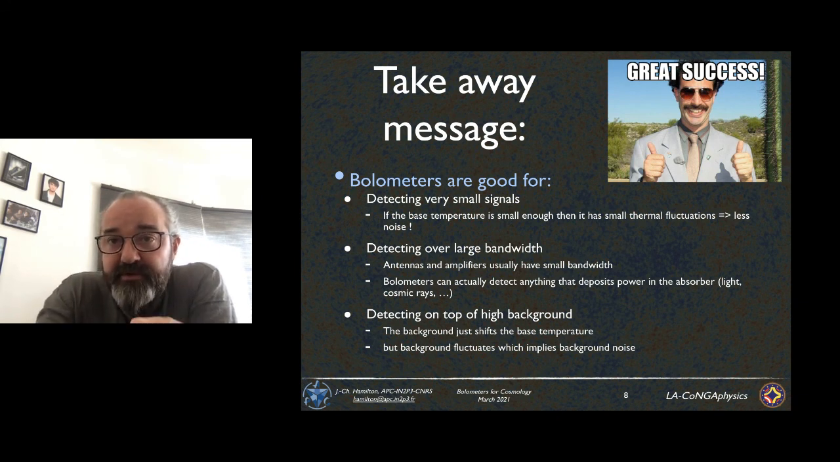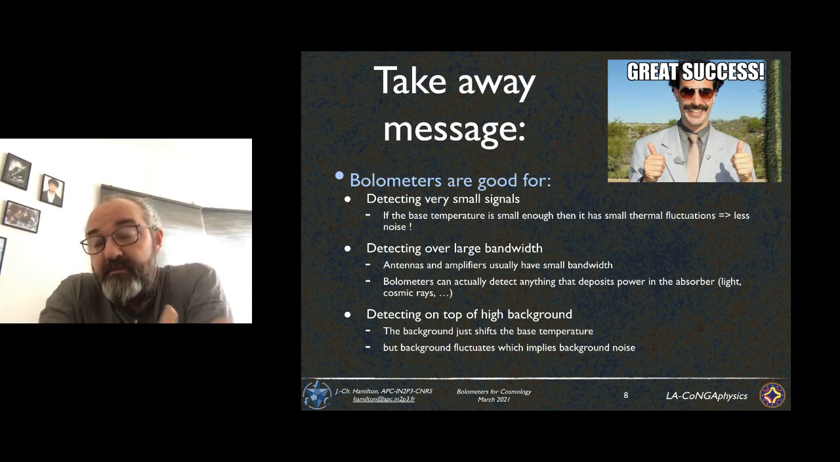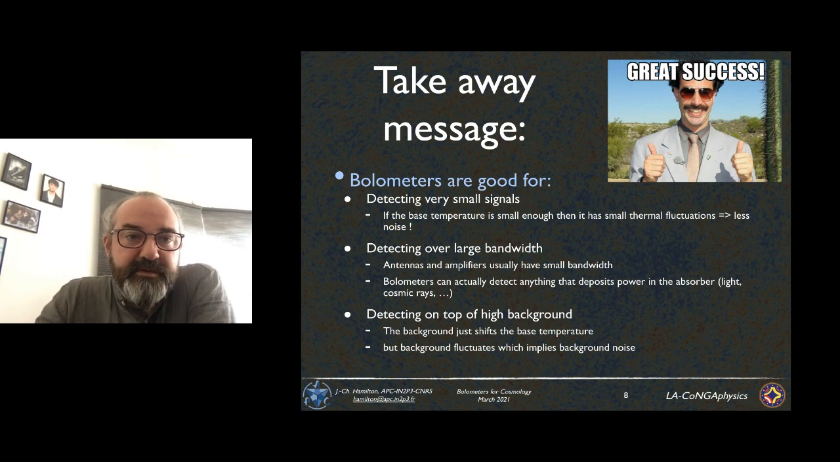And if the base temperature of your bolometer is low enough and there are small thermal fluctuations, then you have basically very low noise. They're able to detect over a large bandwidth because they detect anything, and that's not the case with other kinds of detectors. They can actually detect anything that deposits power in the absorber. So it can be light, cosmic rays, so you have to be careful. They detect on top of a high background because they detect everything, but the background just shifts the base temperature, which means that you can still detect the signal. But if the background fluctuates significantly, that implies some background noise that we'll discuss in a moment.